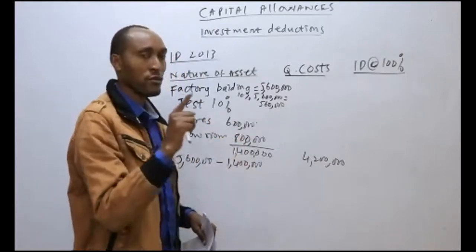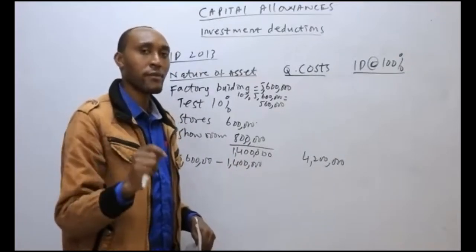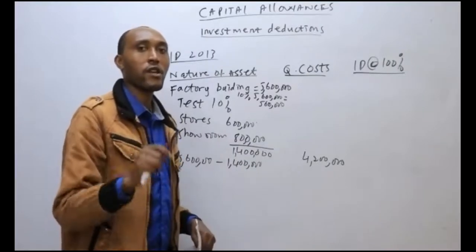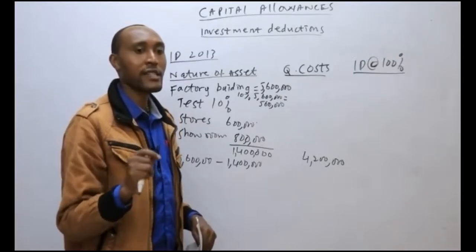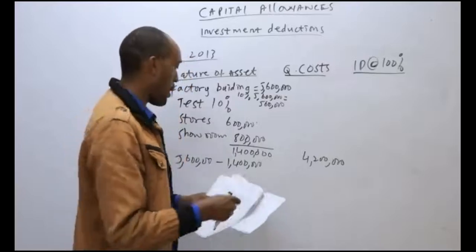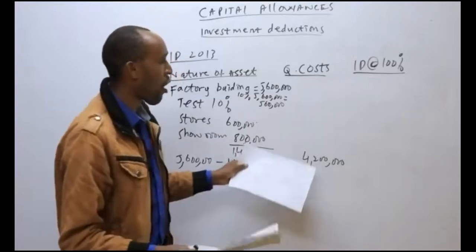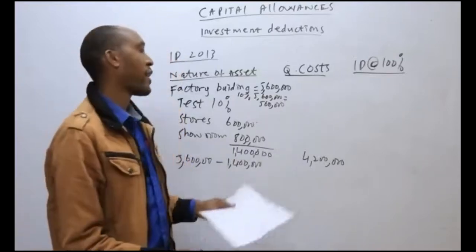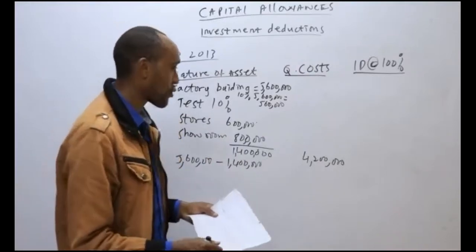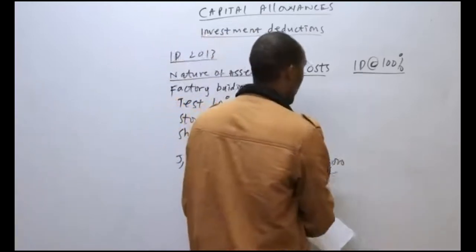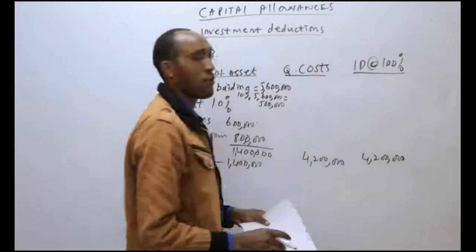We say the cost of those items, they will be included in the investment deduction if they exceed 10%. So they only qualify if they exceed. If they don't exceed, then they do not qualify. So our 4.2 is more than 560,000. So it qualifies for ID. And we said ID is at 10%. So 10% of this is 4 million, also 4.2 million.